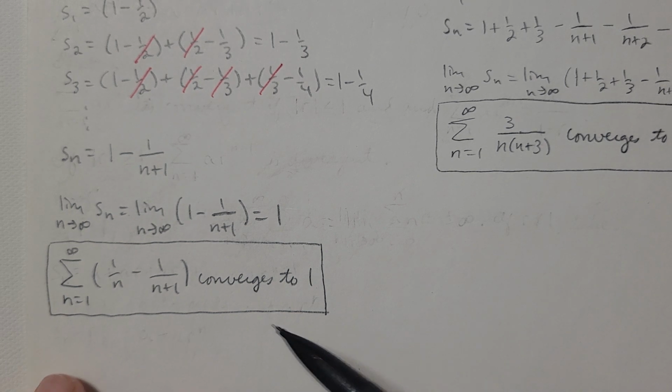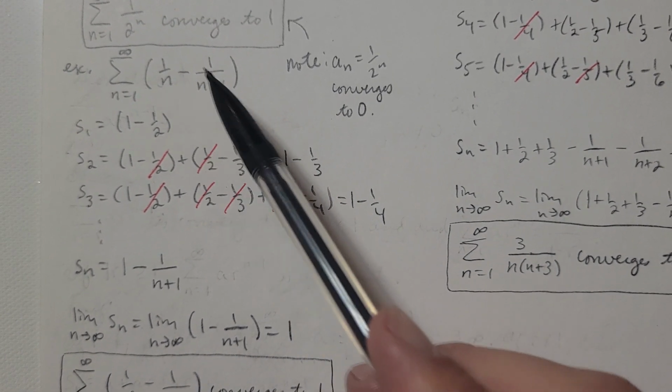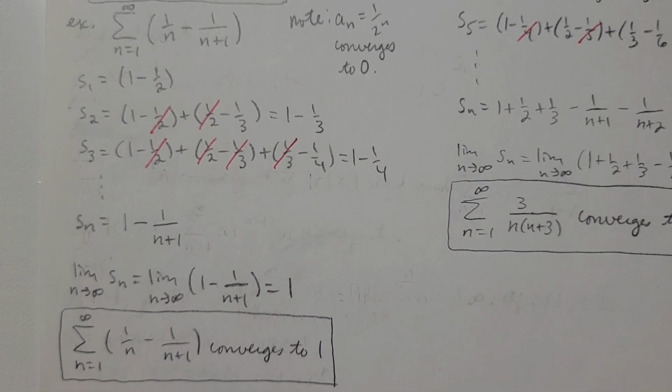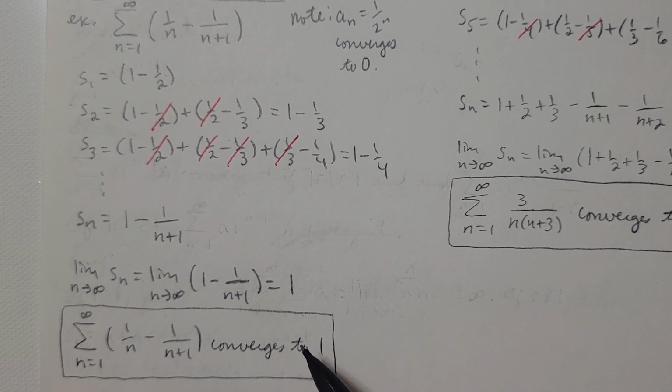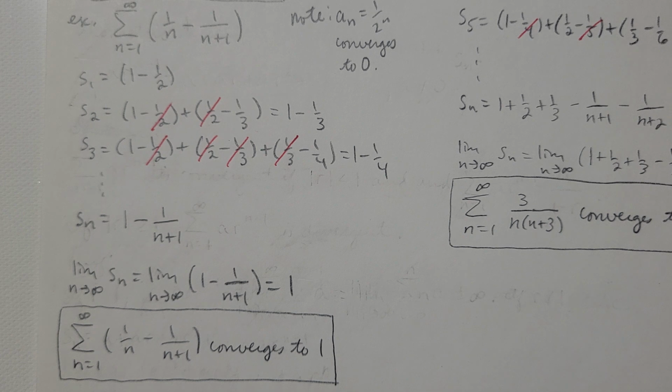So in other words, if I add up all infinitely many of these terms here, the grand total is going to be exactly 1. Or this series is going to converge to 1.